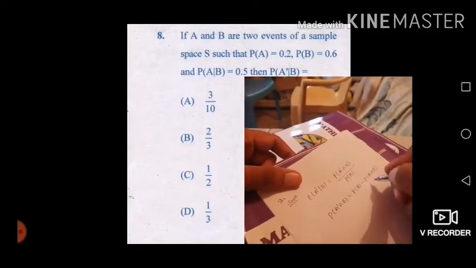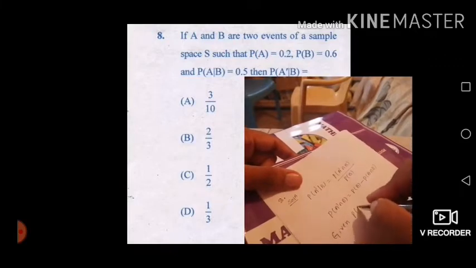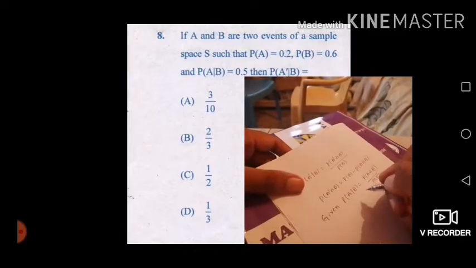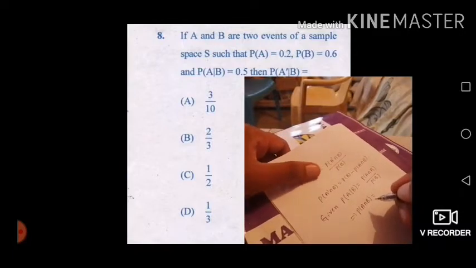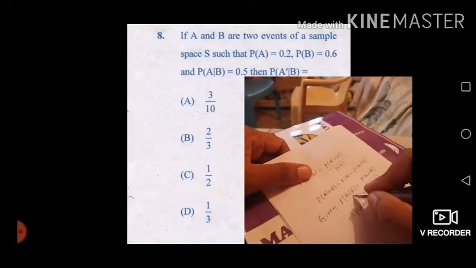Now we want the value of probability of A intersection B. So, given probability of A given B, which is equal to probability of A intersection B divided by probability of B, this implies very clearly probability of A intersection B is equal to, how much did we get? 0.3, which means the multiplication of these two.